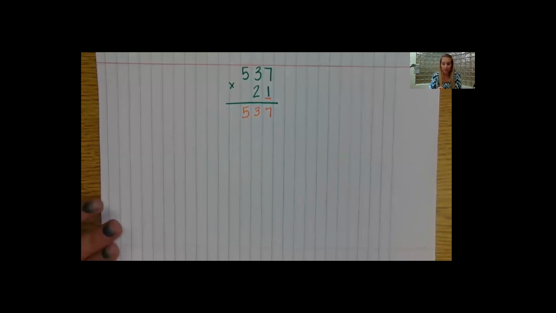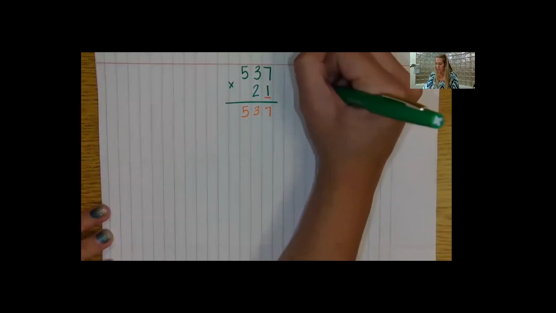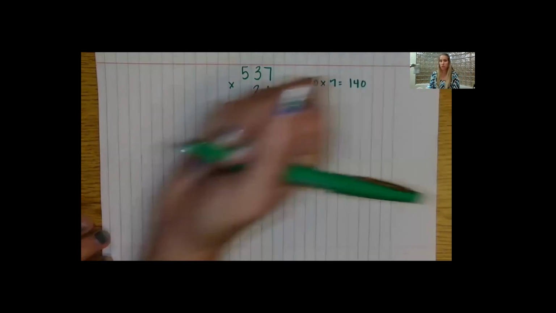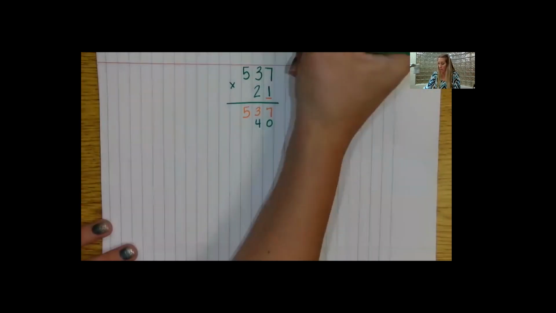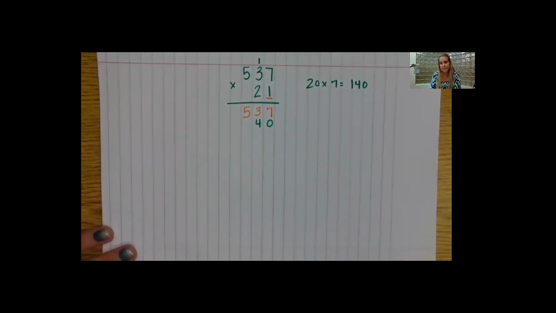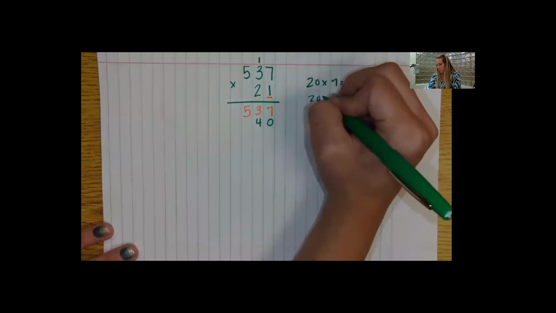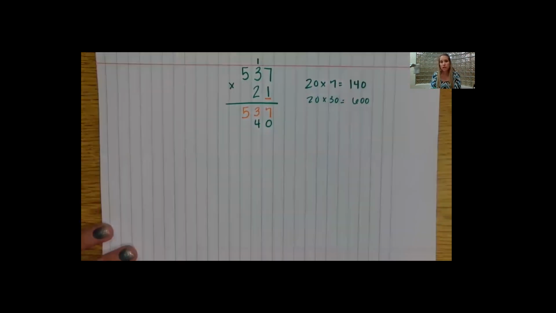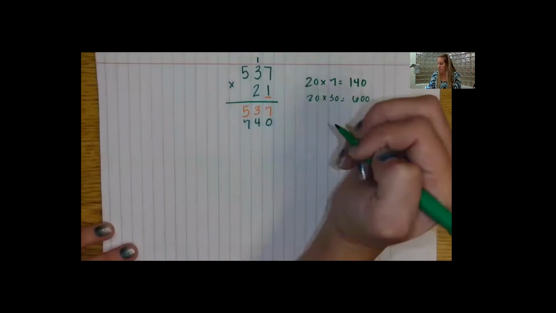What do we have to do next? Excellent work. We need to multiply by 20. Well, 20 times 7 is what? 20 times 7 is 140, which means I'm going to have to write 40 and regroup a 100. We're seeing that 0 again. 20 times 30 is 600, plus the 100 I regrouped is, I heard it, 700. Fabulous work.